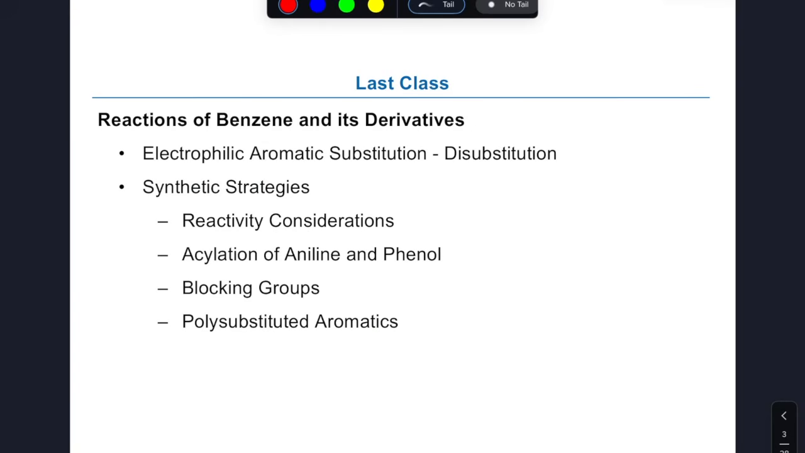So last class we talked our way through electrophilic aromatic substitution, talking about disubstitution. This is where we're adding a second functional group to our benzene ring. We talked about reactivity strategies and some simple things like blocking groups needed, both to protect certain functional groups, or things like our acylation, but also adding things like the sulfonate group to prevent reactions in certain positions.